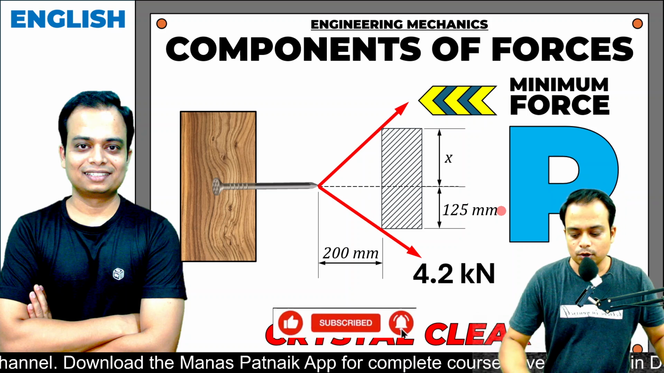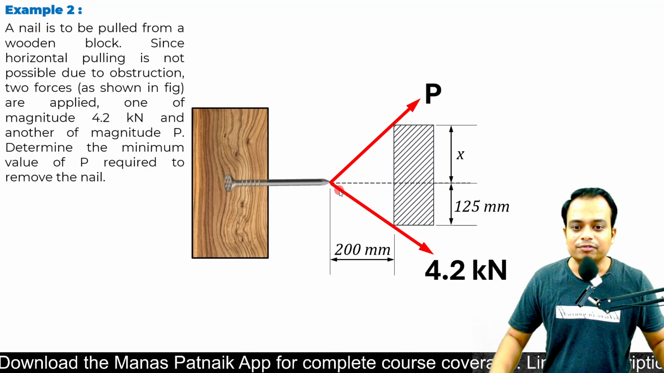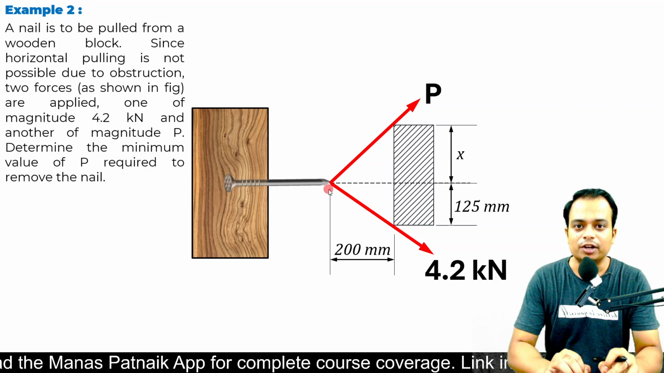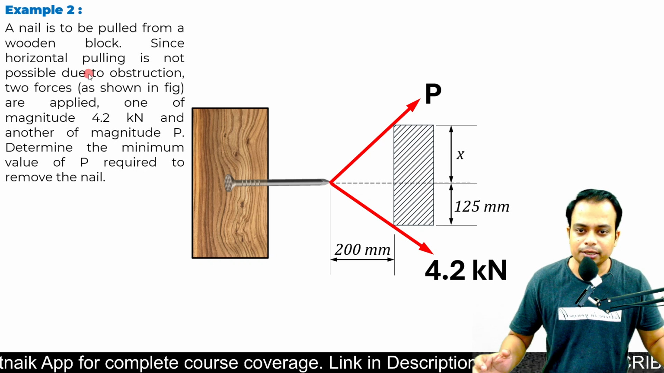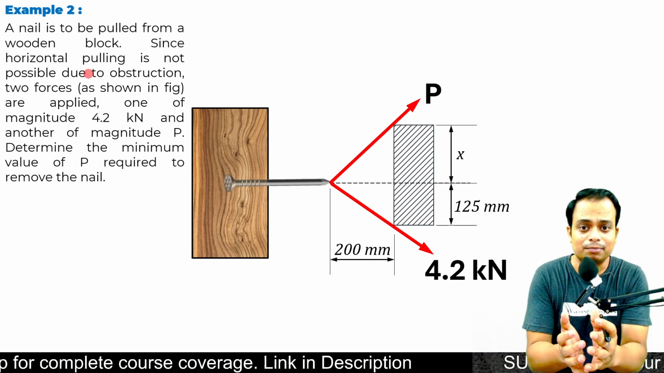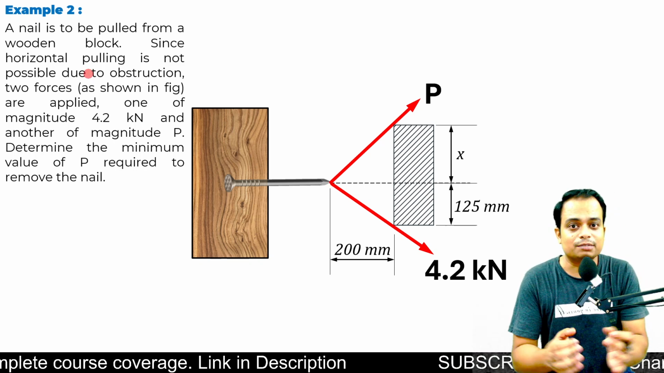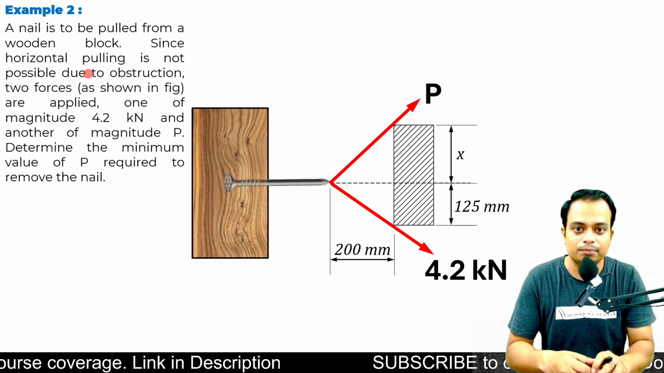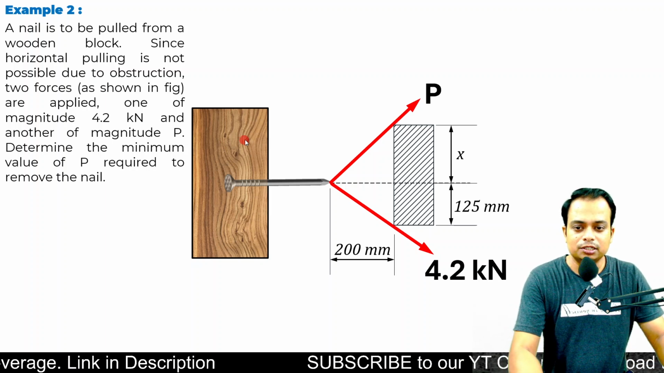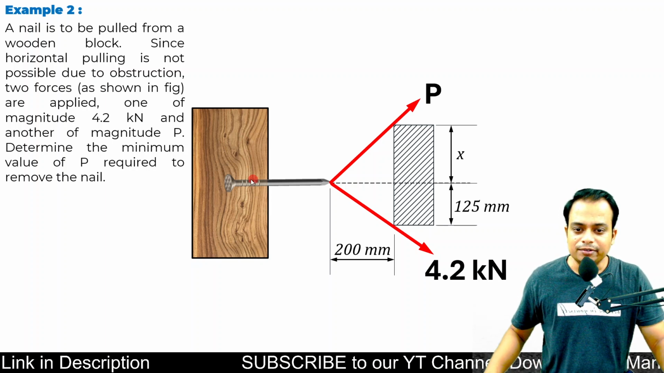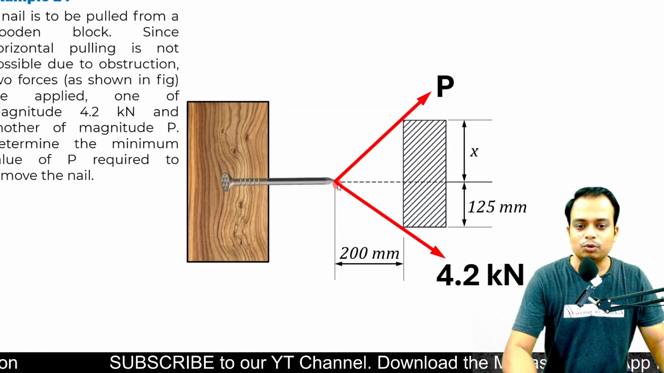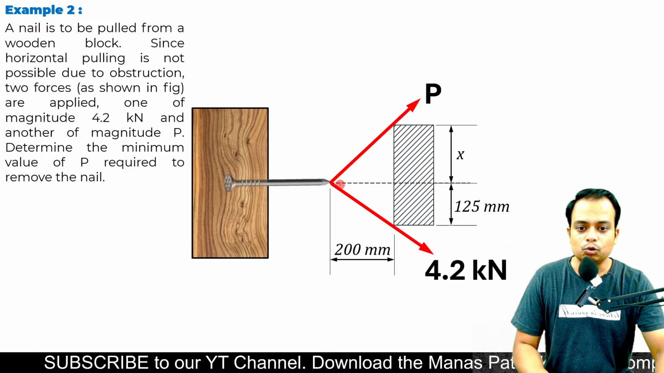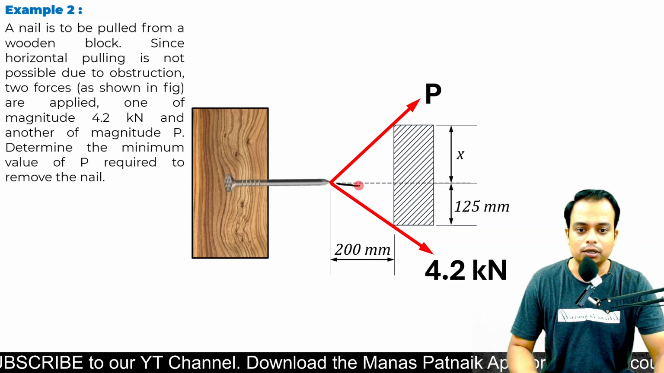In today's video, we wish to drive this nail out from a wooden block. By the way, you can pause the video and go through this description. Let me give you a complete explanation of what has been asked in the problem. Here we go. There is this wooden block inside which we have got a nail, and what we wish to do is pull this nail out.